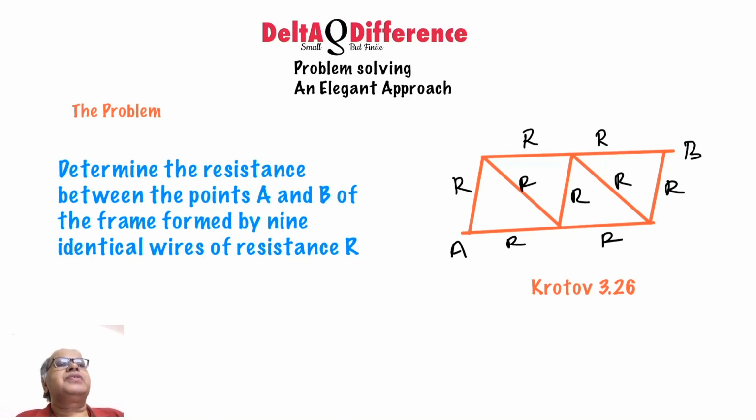Delta difference, small but finite. Problem solving, an elegant approach. The problem: Determine the resistance between the points A and B of the frame formed by 9 identical wires of resistance R. The figure is given here.